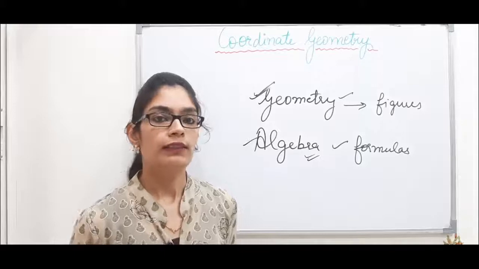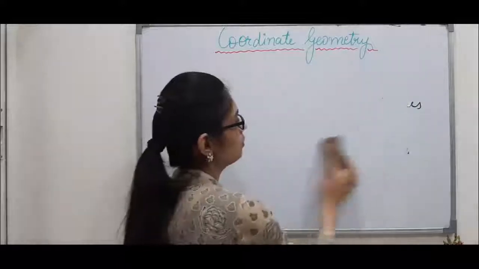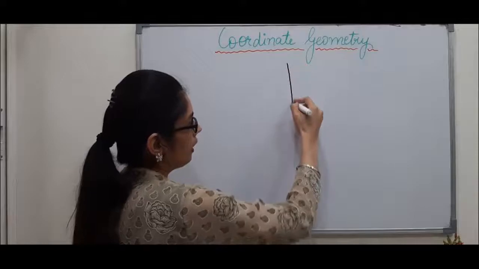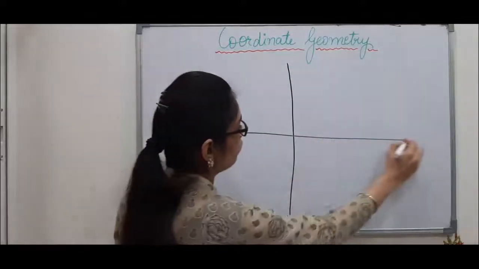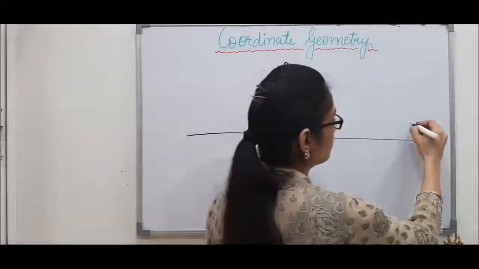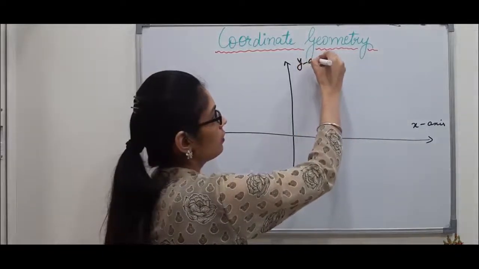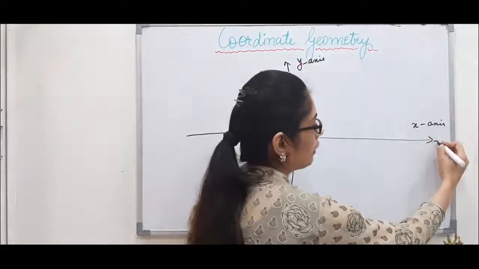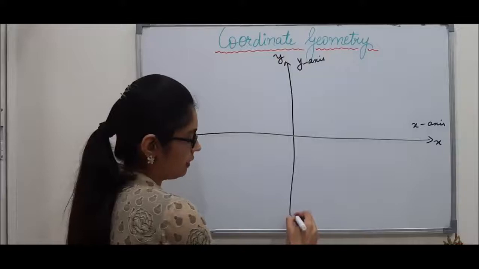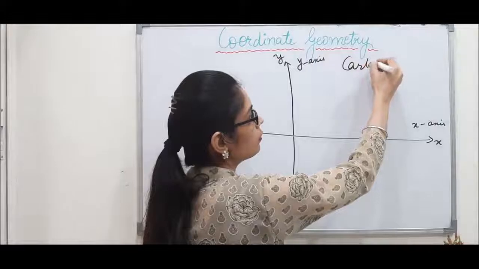Now let's start with the Cartesian plane. Here I have this type of arrangement. This horizontal line is the x-axis, and this vertical line is the y-axis. You can name these points x, x dash, y, and y dash. This arrangement is known as the Cartesian plane.